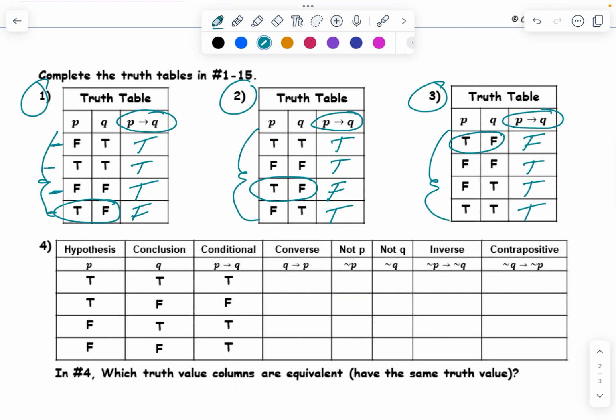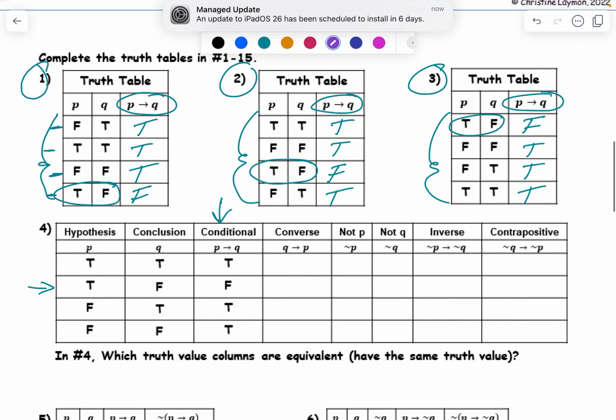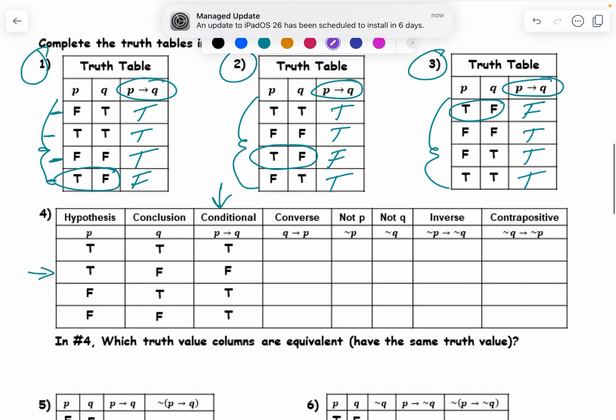So all forms of the conditional equation. Notice they already did the one we just practiced 3 times for us, okay? And we can see when we have that true, then false, it's false. Now let's analyze the converse. So that is if Q, then P.